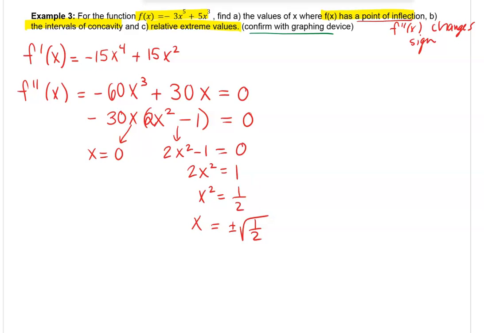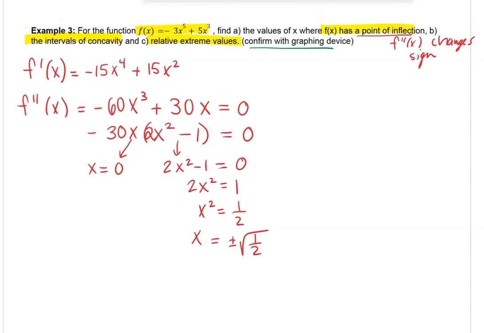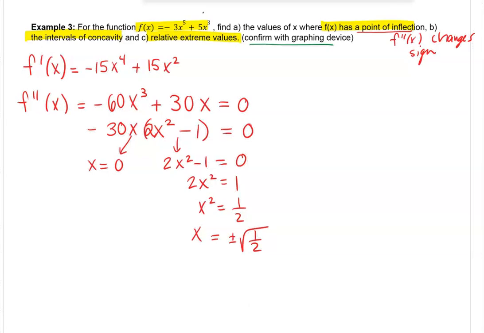So I'm going to set up my sign chart across these numbers. Notice my domain for f of x is all real numbers. So that means the whole entire number line. So we're going from negative infinity to infinity. I've got a negative rad 1/2 and then a positive rad 1/2. Oh, and 0. And 0, don't forget this guy over here. So 3 places where concavity might change. So that's going to give me 1, 2, 3, and then 4 intervals.